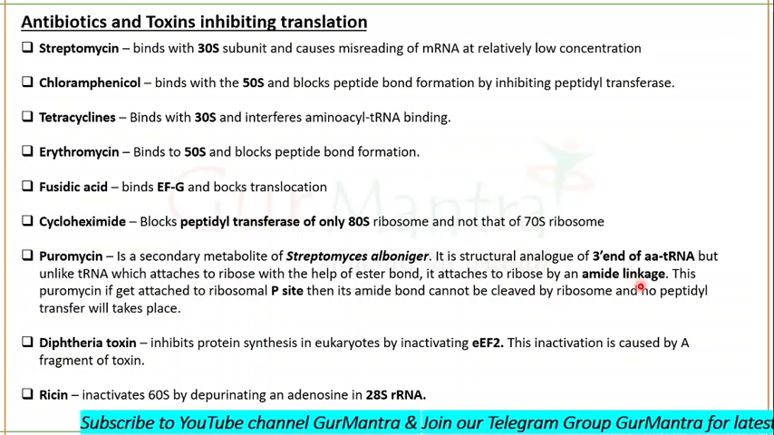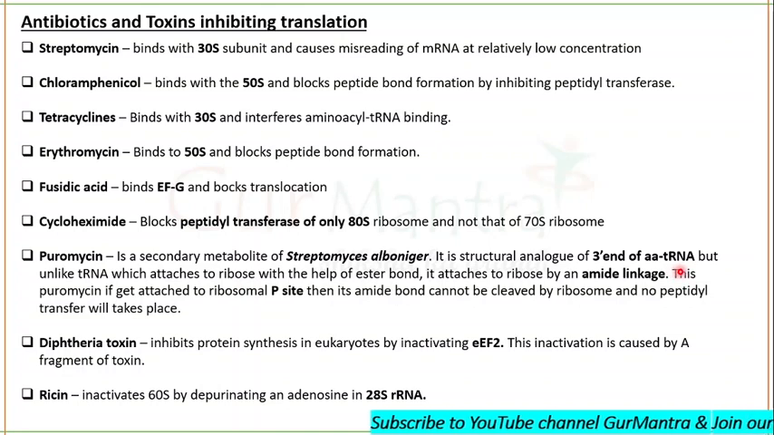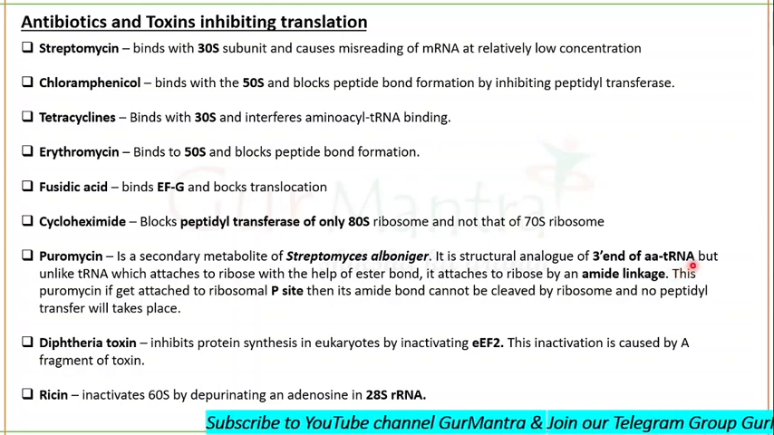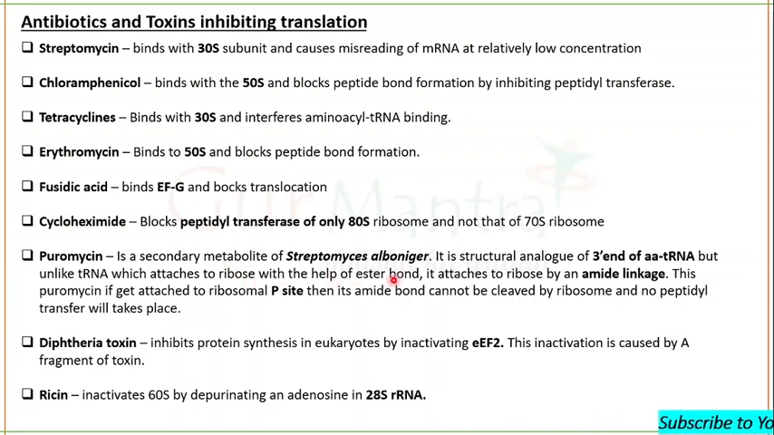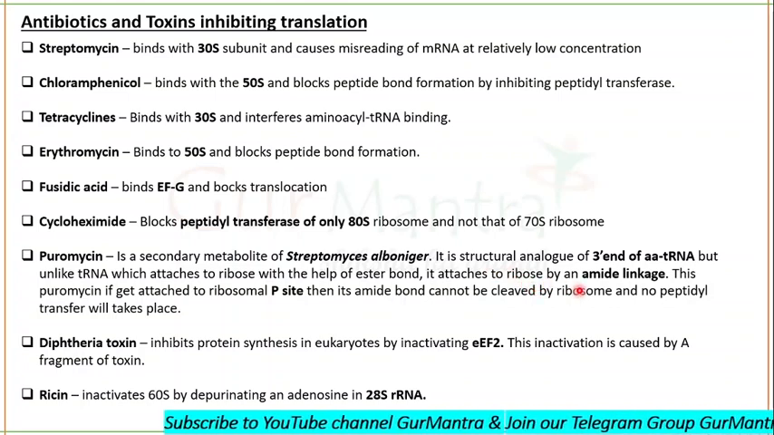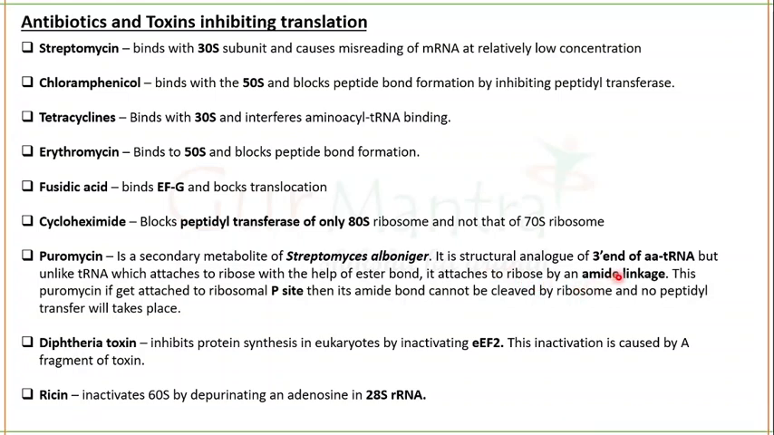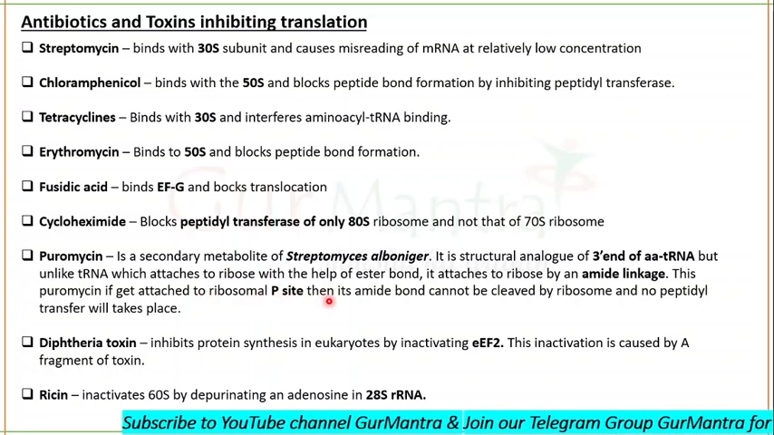So that is clear to you that puromycin is a structural analog of the 3' end of aminoacylated tRNA. But tRNA will be attached with the help of an ester bond, while puromycin is going to attach by an amide linkage. Now what happened? This puromycin is now placed on the P site. It gets attached to the ribosomal P site.